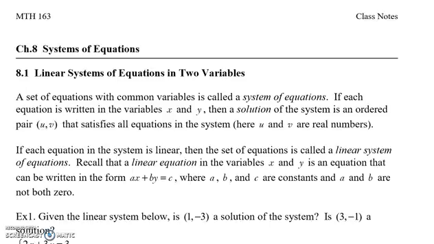If each equation in the system is linear, then the set of equations is called a linear system of equations. Recall that a linear equation in the variables x and y is an equation that can be written in the form ax + by = c, where a, b, and c are constants and a and b are not both 0. So for example, an equation like 2x + 3y = 4 would be a linear equation in two variables. We have x and y to the first power. We don't see x times y or anything of that sort.